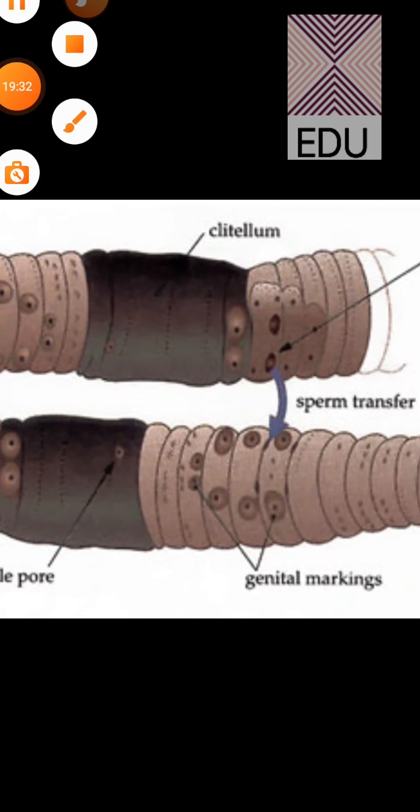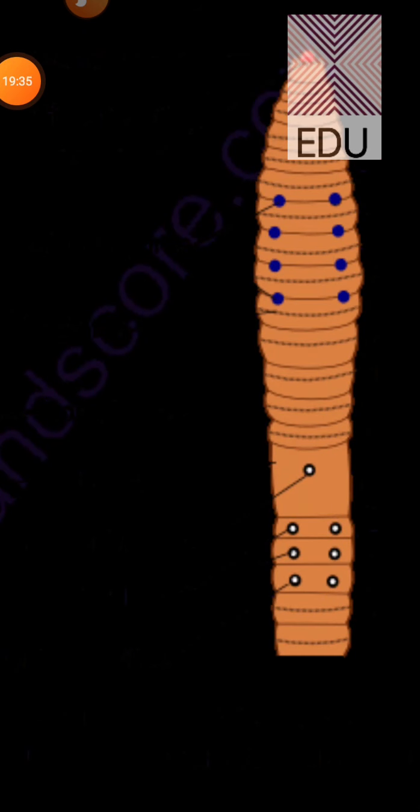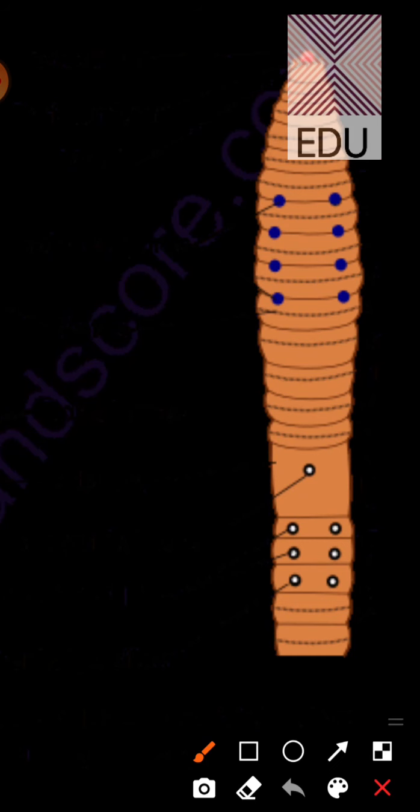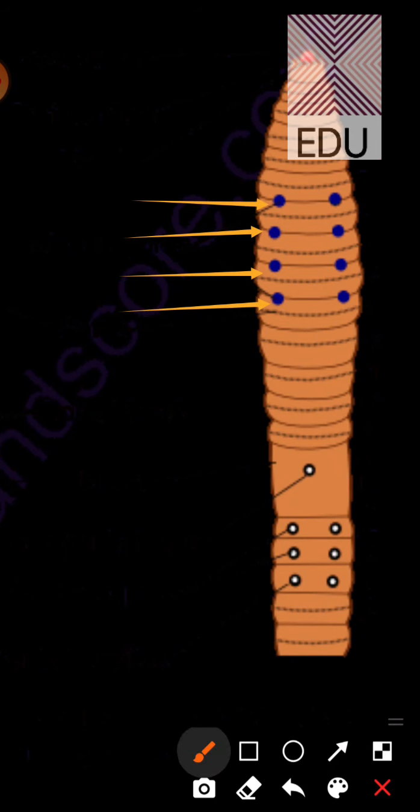Now if this is the earthworm after fertilization, then what will be the condition? These spermathecae now have the sperms of earthworm number 2. If this is earthworm number 1, then it has the sperms of earthworm 2 in its spermathecae. Now this is the condition. So I think this is very much clear to you.